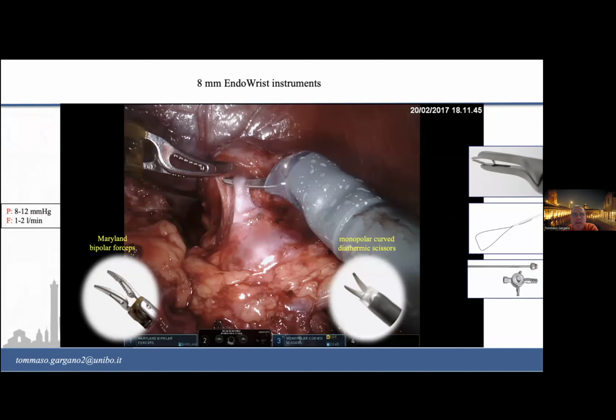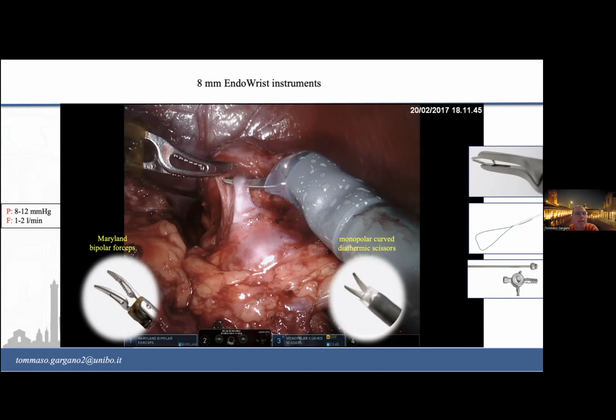Regarding the instruments that we use, there are the Maryland bipolar forceps, generally for the left hand, and the monopolar curved diathermic scissors in the right hand. We use through the 5mm accessory port the 5mm clip appliers, the endoloop or a needle holder for the ligature, and irrigation suction.